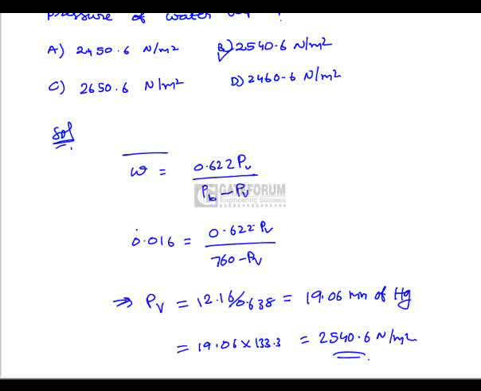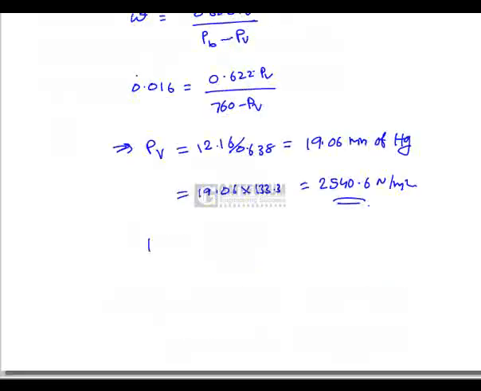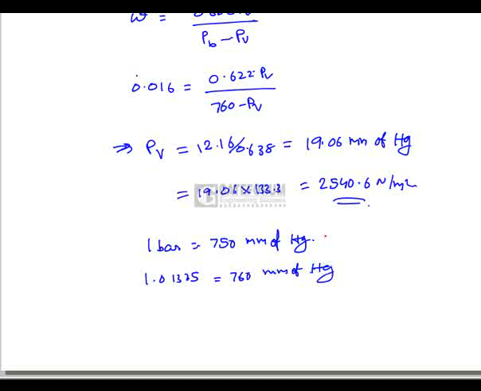So here 1 bar is given by 750 mm of Hg. Our atmospheric pressure 1.01325 bar is given by 760 mm of Hg. So from this relation we can convert this pressure into Newton per meter square, and it has a value of 2540.6 Newton.